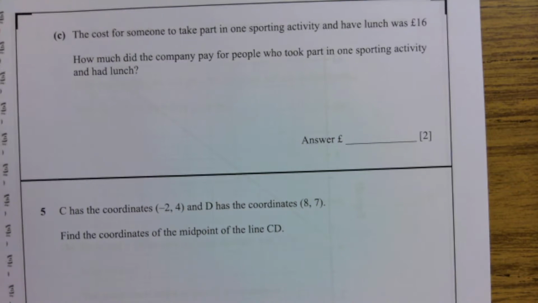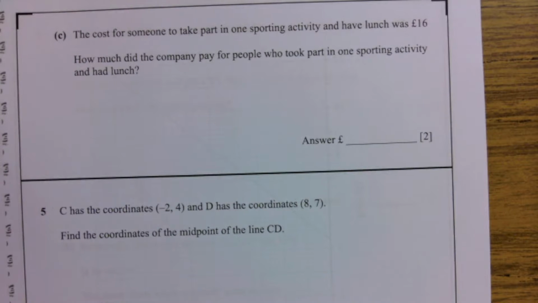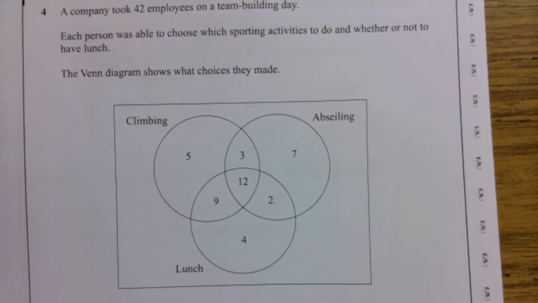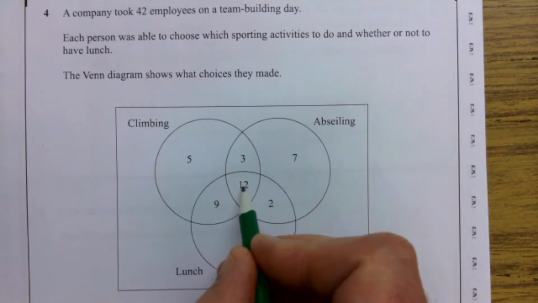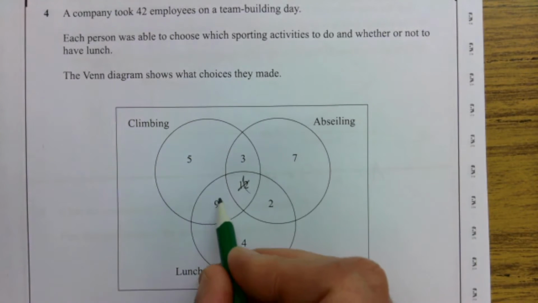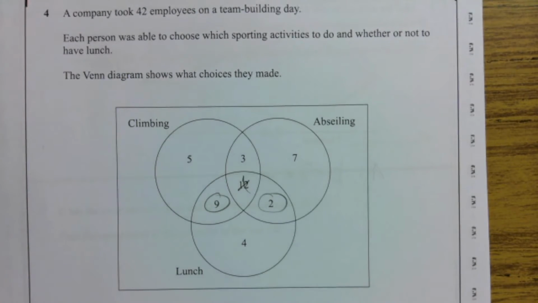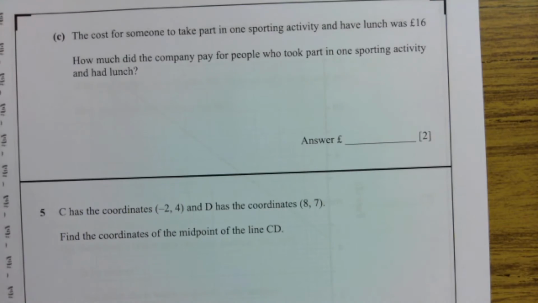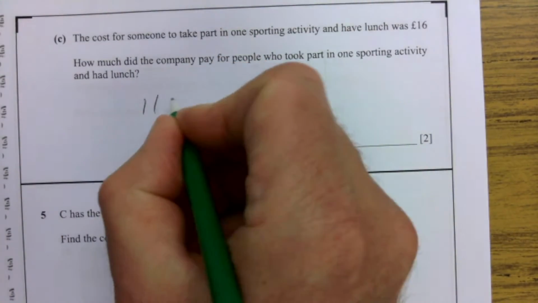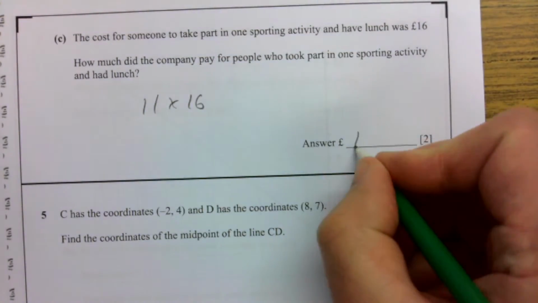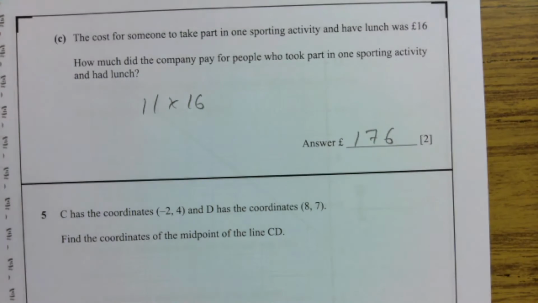The cost for someone to take part in one sporting activity and have lunch was £16. How much did the company pay for people who took part in one sporting activity and had lunch? So we're dealing with these people here. These people took part in 2 sporting activities, so we don't want those, we want these people here. So it's going to be 11 times 16, and that gives you £176.